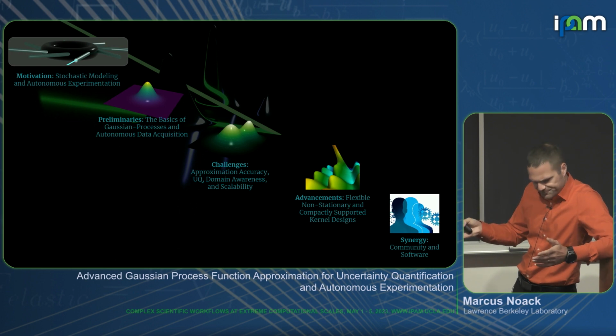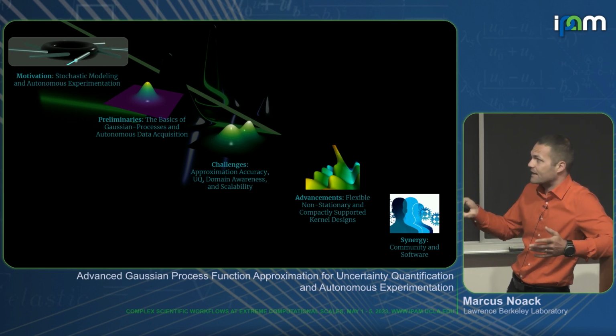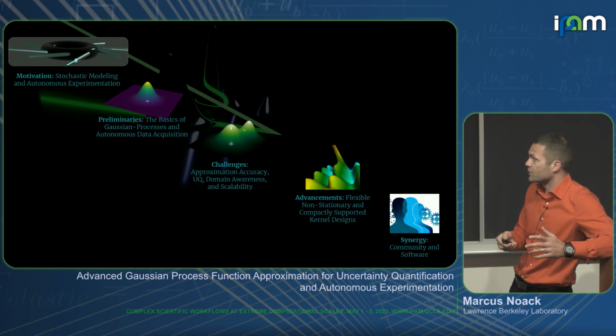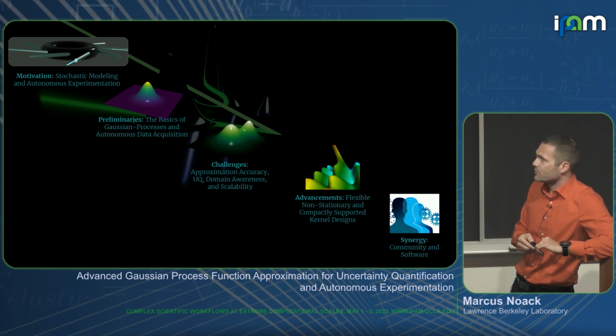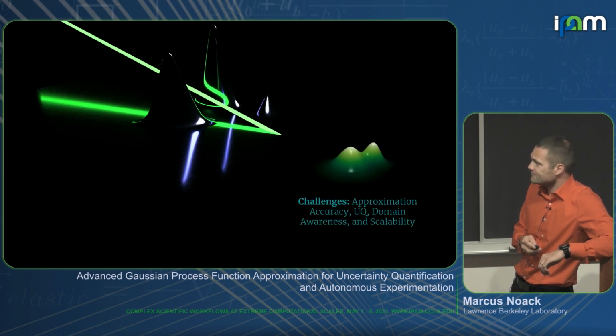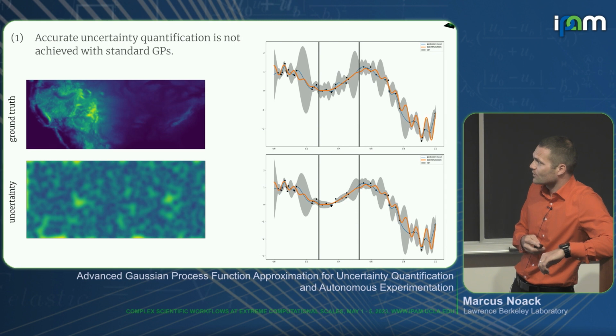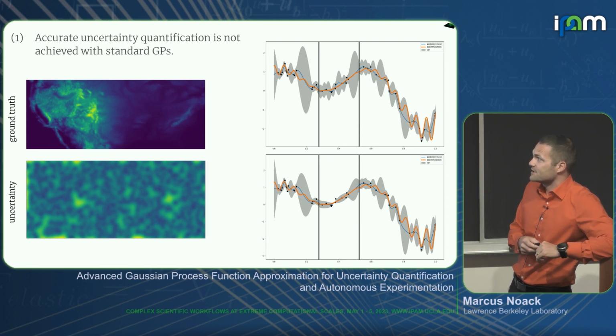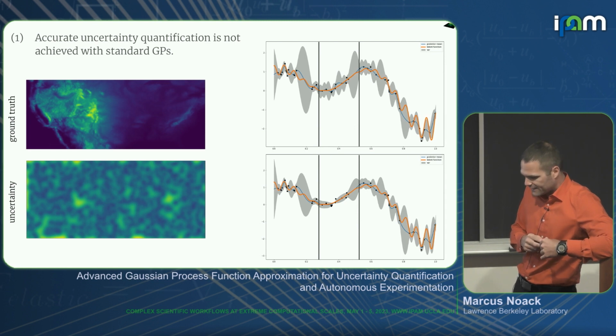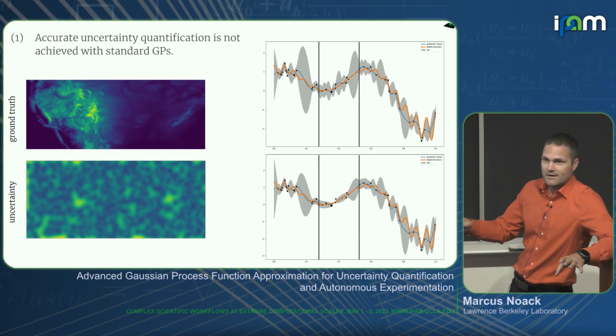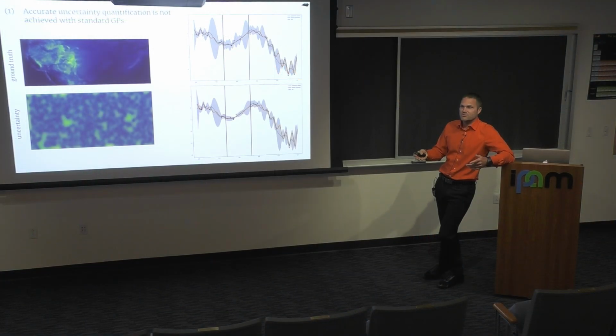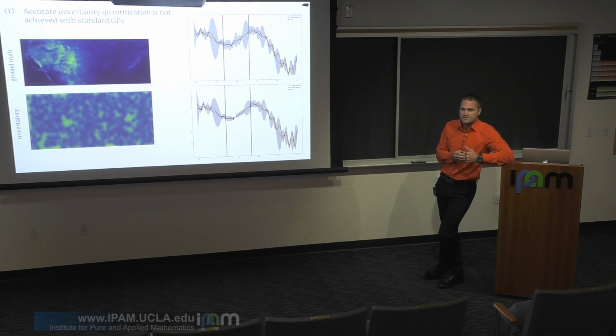Cool. So we have motivated stochastic function approximation via Gaussian processes, and we have now learned what they are. Very good. They do come, as we will see now, with a whole lot of challenges. Number one, accurate uncertainty quantification is not achieved with standard GPs. And that would be a pretty controversial statement if this was a GP crowd. Normally, they are assumed to just deliver pretty good uncertainty estimates.